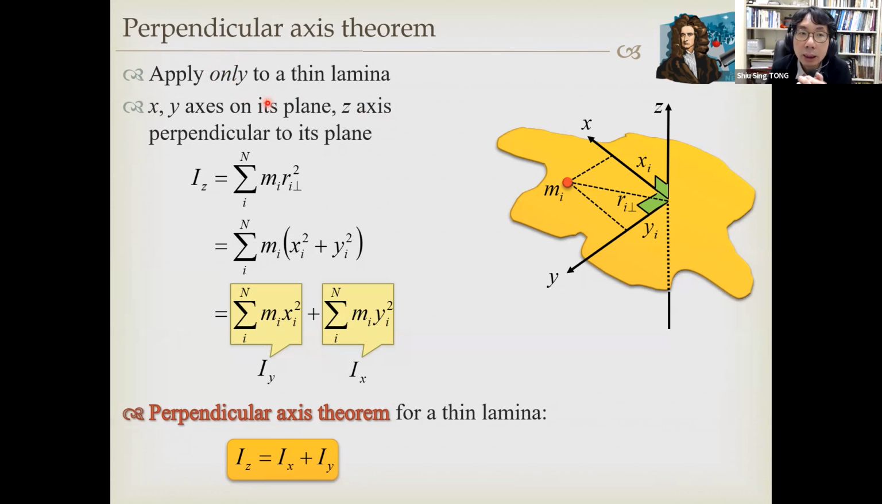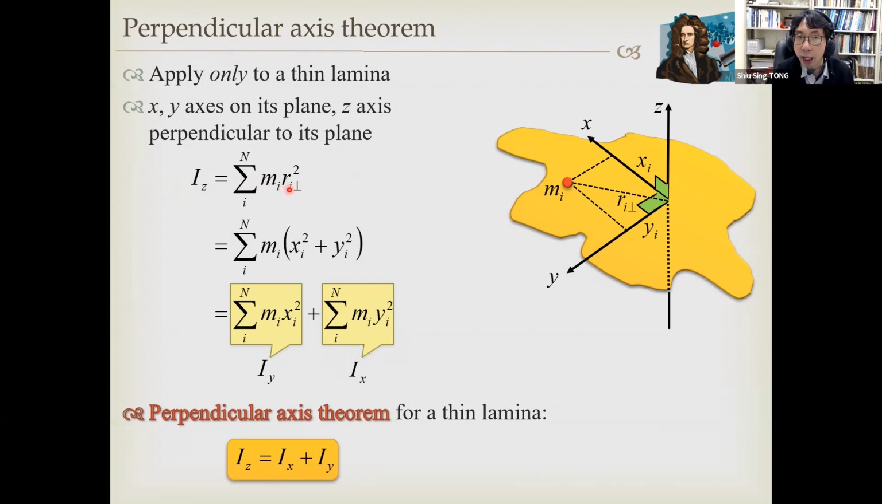Is that okay? Now, suppose we orient the axes in such a way that the x-axis and the y-axis are in the same plane as the object. So the x and y axes lie on the lamina itself, and the z-axis is perpendicular to the lamina. So we have 3 mutually perpendicular axes: 2 of the axes lie on the lamina, and the z-axis is perpendicular to the lamina. Now we want to find the moment of inertia about the z-axis, the perpendicular axis.